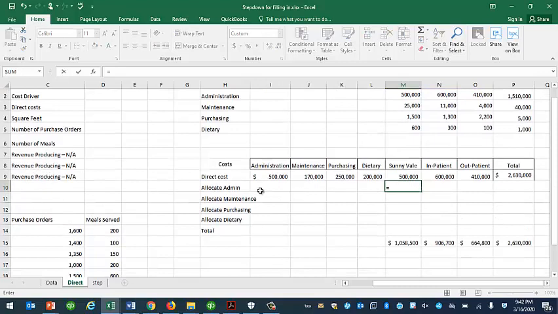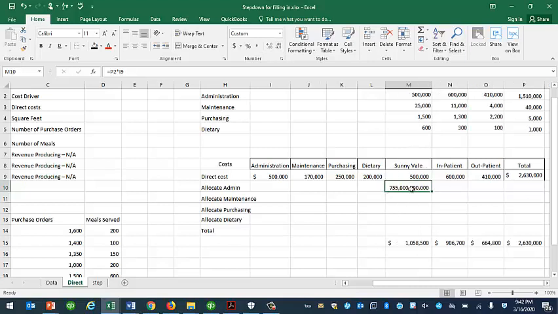Now all we have to do, this is going to be really simple now, to allocate then we're saying the amount that we're going to allocate of admin to Sunnyvale would be based on admin divided by total multiplied by the admin. Okay, and I think something doesn't quite look right. Whoa, that doesn't look right. So let's try it again. This divided by this times 500,000. That looks much more reasonable.